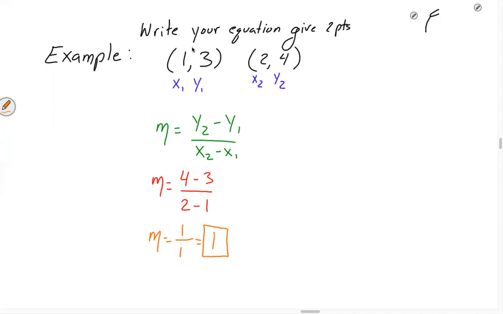Now that I have my slope, I need to do what I just did in the previous problem. I need to find my b. So from here, I have my slope. I'm just going to write that right here. But now instead of having 1 point, I have 2 points. So what I need to do, Harshan, is choose a point. Which point do you like better? 1, 3 or 2, 4, Harshan? 1, 3. Now, Nate, if you chose 2, 4, we get the same answer. So it doesn't matter. It's your choice here.